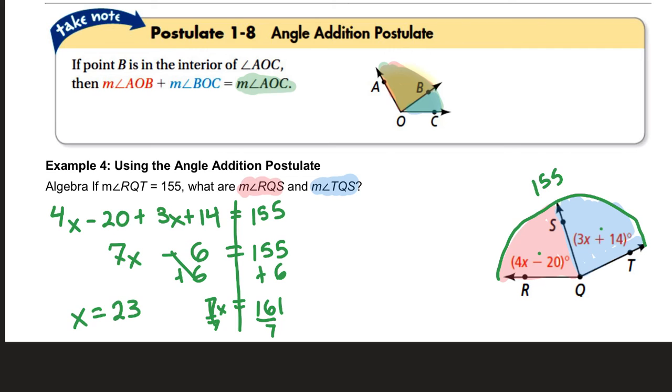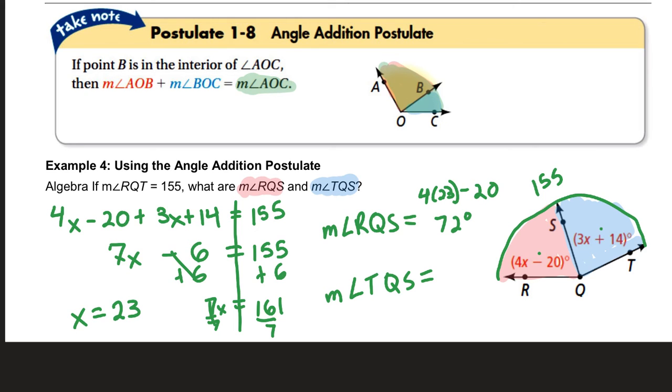So I didn't quite answer the question yet. I solved for x, but I didn't find the measure of RQS, and I didn't find the measure of TQS. Okay? So to find each of those measures, I just have to substitute. I can substitute into both expressions to find the measures. So RQS would be 4 times 23 minus 20, which ends up being 72 degrees. So the measure of RQS is 72 degrees.